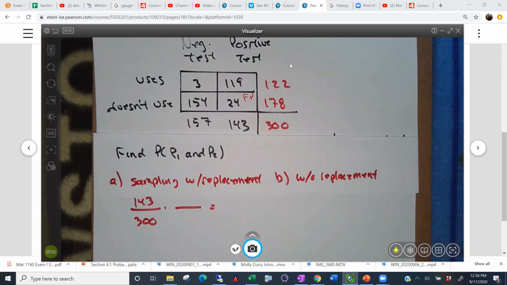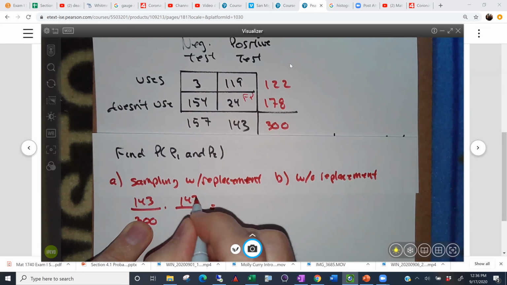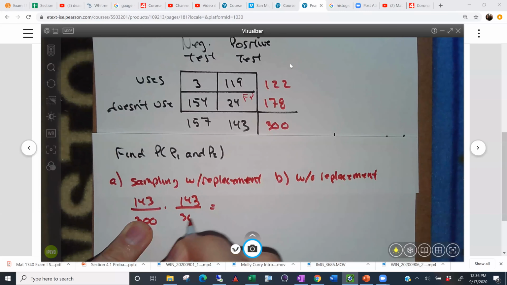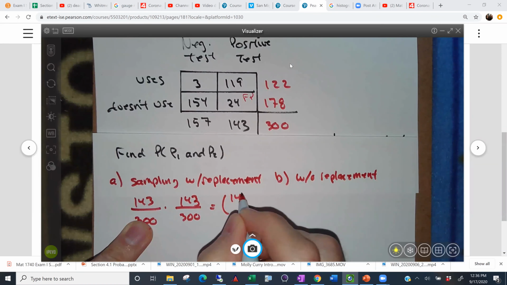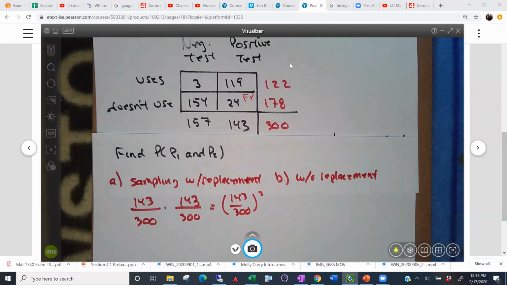Now that's for the first one. If you're sampling with replacement, what's the second one going to be? Same thing. Yep, 143 over 300. Or basically 143 over 300 squared.